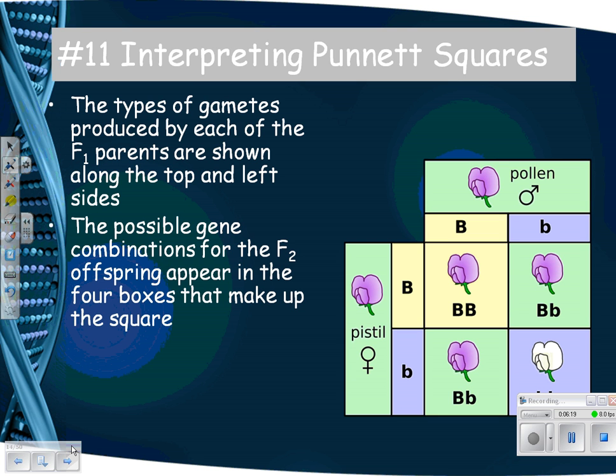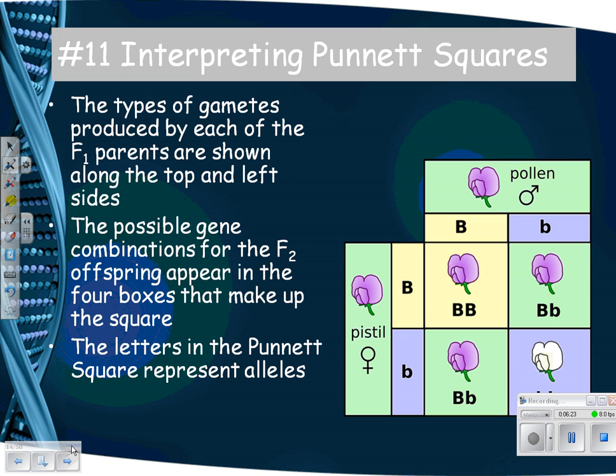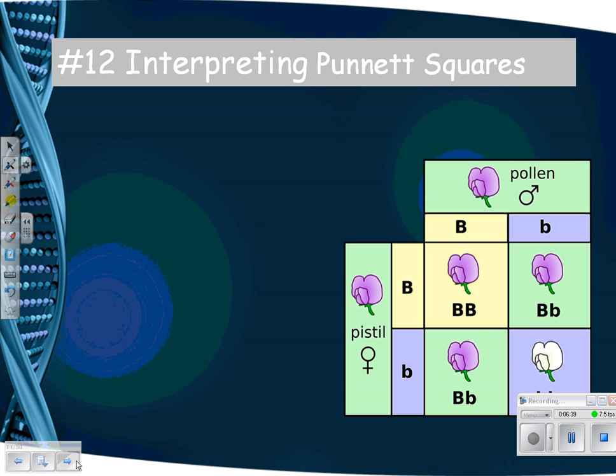So the types of gametes produced by each of the F1 parents are shown along the top and left sides. So that's this. The possible combinations of the F2 offspring appear in the four boxes down below and make up the square. The letters in the Punnett square represent the alleles. So these are the alleles.